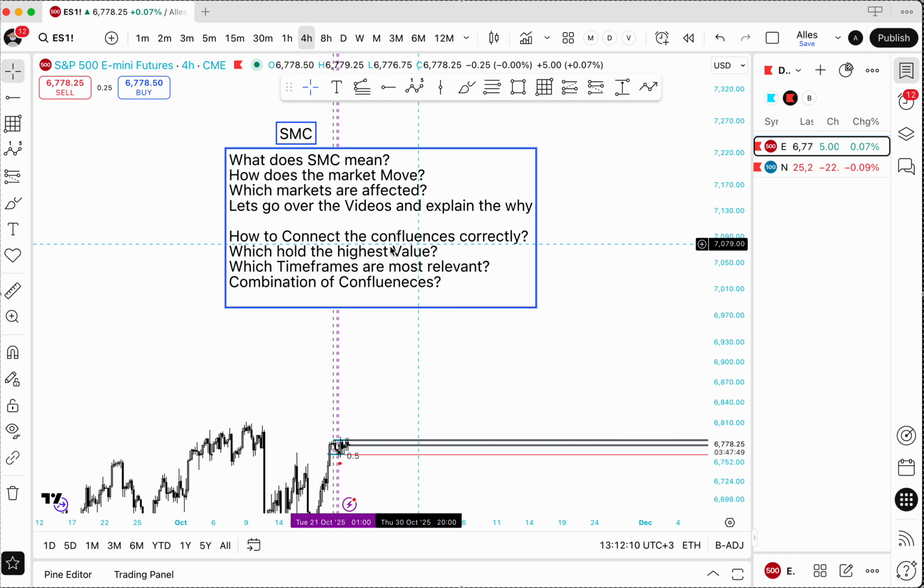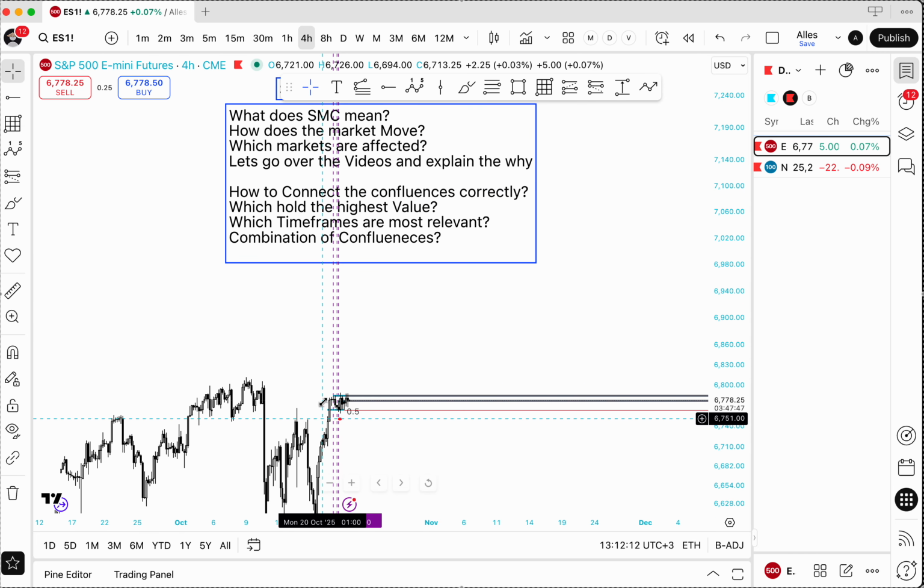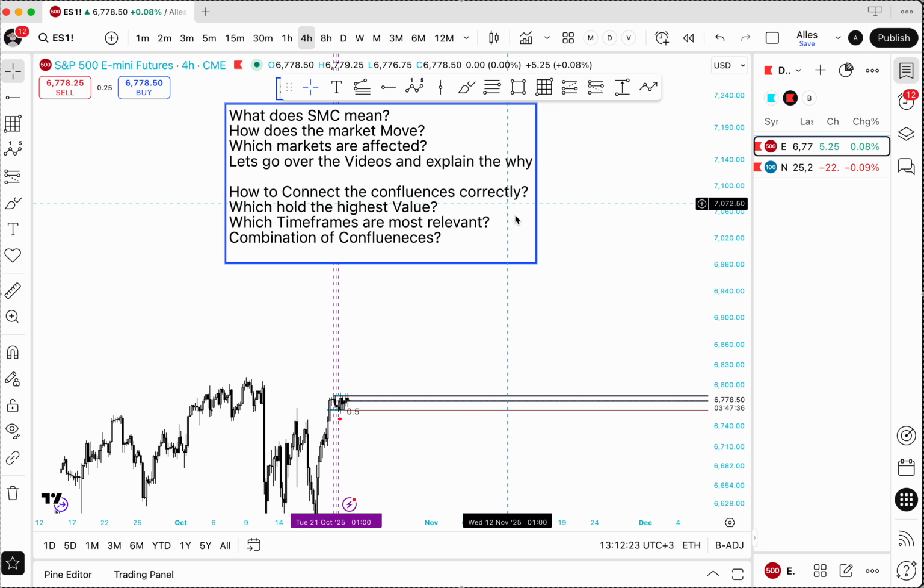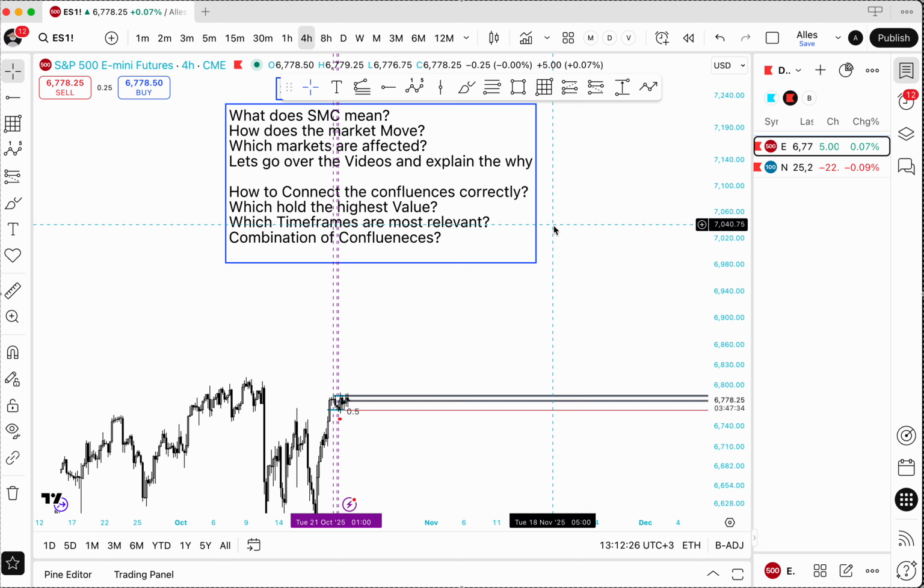Which time frames hold the highest value? We had a change on the 1 minute time frame, but not on the 2 minute, not on the 3 minute, not on the 5 minute, not on the 15 minute. Which time frames are the best? And where to trade? Which time frames are most relevant? Is a 2 minute break more relevant than a 1 minute break? Normally, yes, we learned higher time frame, higher power. But if I wait on the 2 minute break, then my trade is not good because the risk to reward is not 1-to-1, for example.